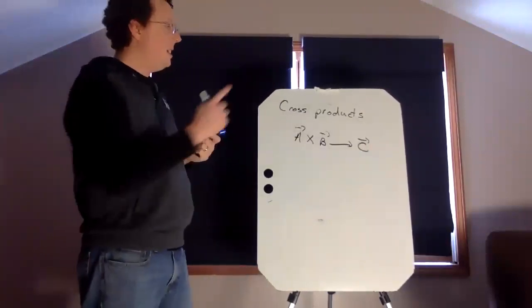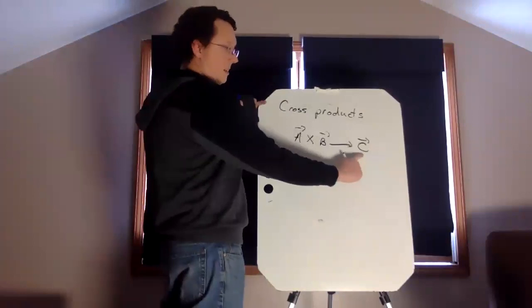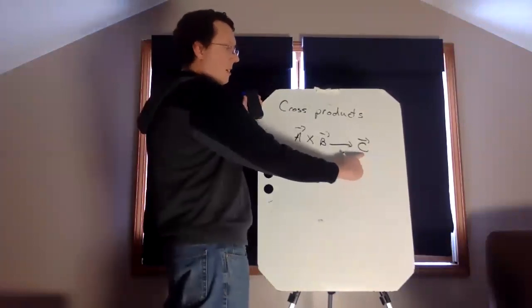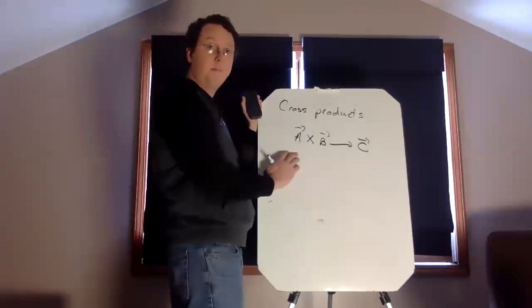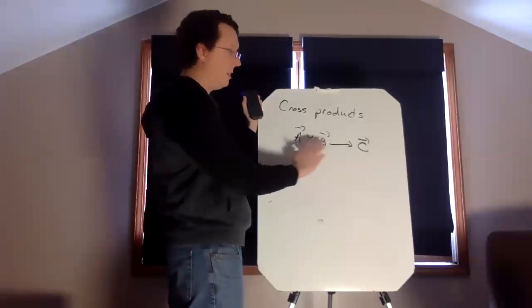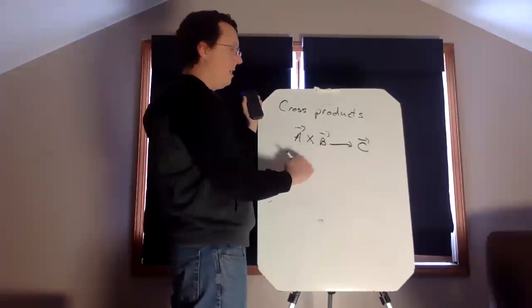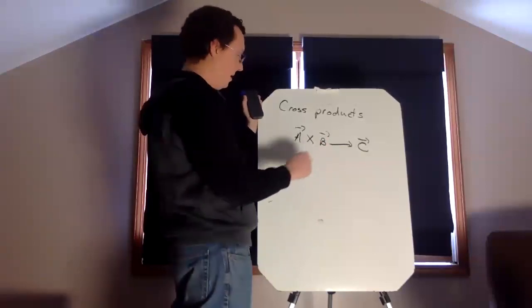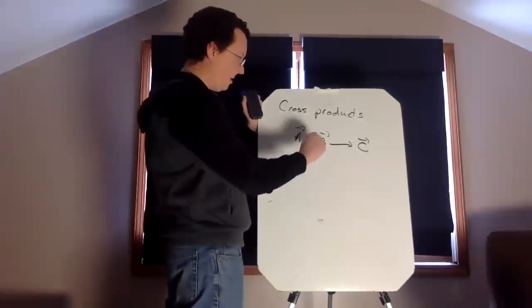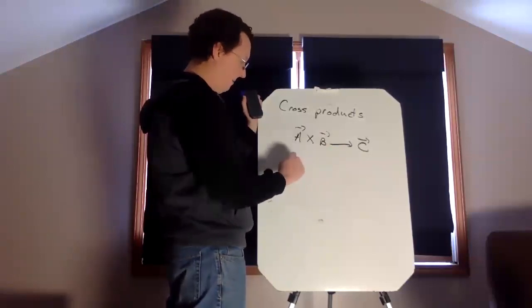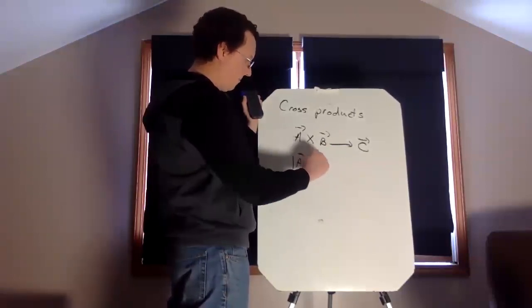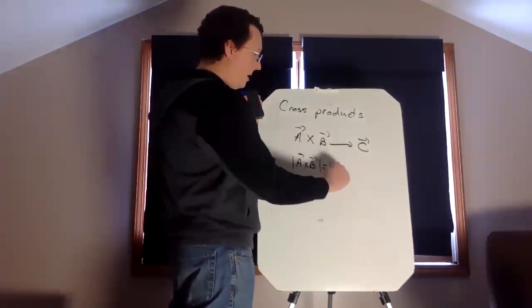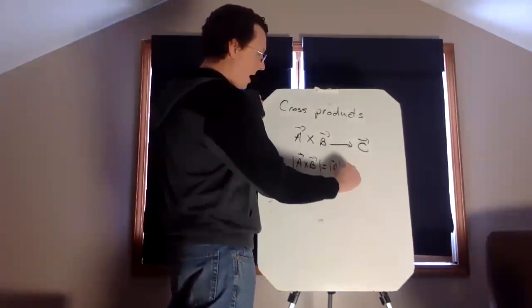The vector C, the output, is perpendicular to both A and B. Okay, so it's perpendicular. And it follows the right-hand rule. So I'm going to do this in two ways. I'm going to say kind of the first definition I'll give is the magnitude of A cross B equals the magnitude of A, magnitude of B.